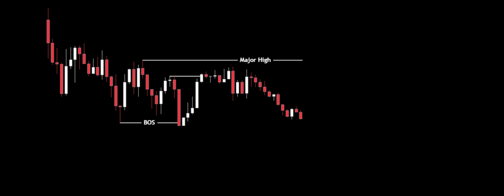That small break may only be a minor change of character. It may only be a pullback inside bearish order flow. So in a bearish market, a bullish change of character becomes valid only when price breaks above the major high. Not a small high, not a random high, not a tiny internal high. The major high.